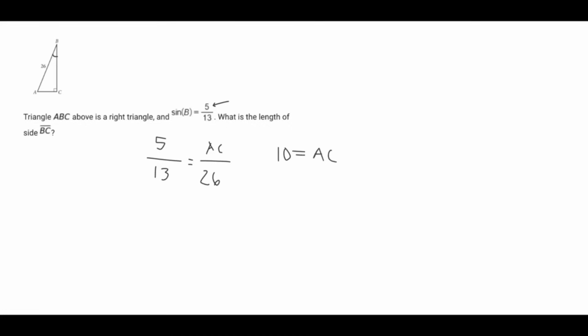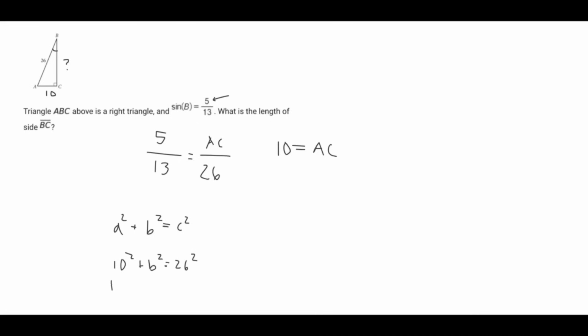So there we go. So we know that AC is 10, and now we want to find the side length of BC. So we don't know what BC is, but guess what? It's a right triangle, and so we can use the Pythagorean theorem. So the Pythagorean theorem is A squared plus B squared equals C squared, right? And it doesn't really matter, I guess I'll call AC the A value. So we have 10 squared plus B squared equals 26 squared.